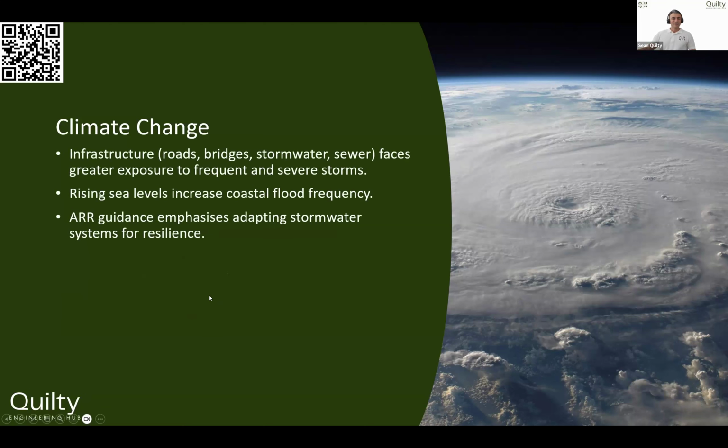The problem with this is all the infrastructure that we're designing, so civil designers, civil engineers, civil draftspeople, we're looking at roads, bridges, stormwater, and even sewer as well. All of that is being affected by these more recently experienced, more frequent and more severe storms. On top of that, with climate change, we're looking at rising sea levels. We can see just over the last decade that the sea is rising faster than it ever has in the past, and that's resulting in a lot of coastal flood issues as well.